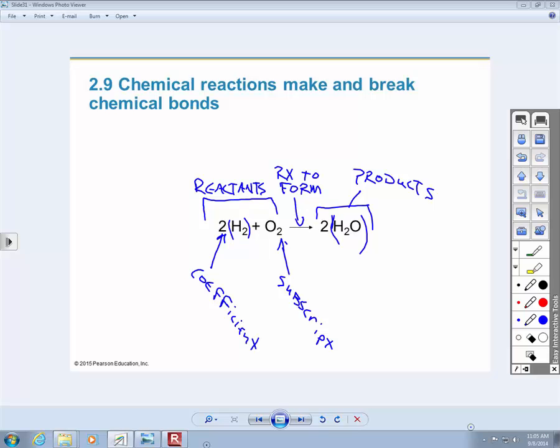So reactants will be on the left, products after the arrow. That's obviously what we're producing. The arrow is reacts to form. Coefficient would be the big number in front of the molecule. And then, of course, a number written to the lower right-hand corner is your subscript. So anyway, that's about all there is to it in a chemical equation.